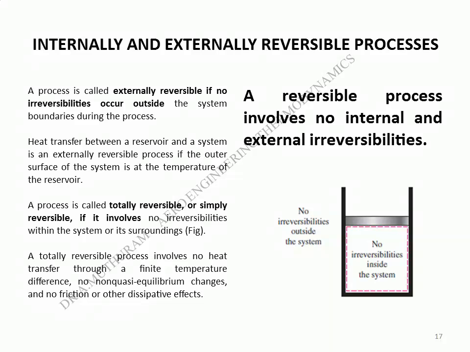A process is called totally reversible, or simply reversible, if it involves no irreversibilities within the system or its surroundings. A totally reversible process involves no heat transfer through a finite temperature difference, no non-quasi-equilibrium changes, and no friction or other dissipative effects. The reversible process involves no internal and external irreversibilities.